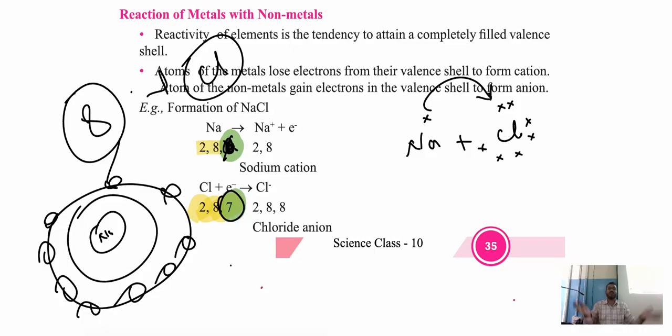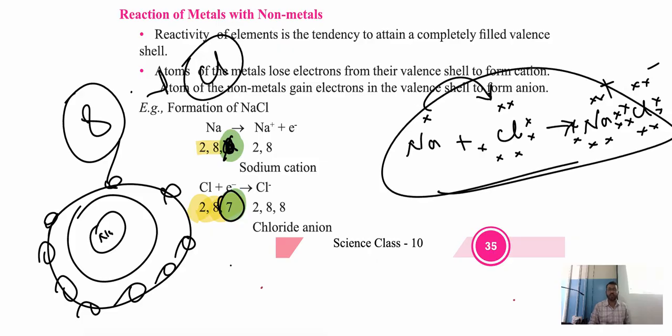So sodium chloride forms. Understood? When sodium donated one electron to chlorine, sodium now has 8 electrons in its outermost shell, and chlorine also has 8 electrons in its outermost shell. Since sodium donated, he got plus, and chlorine, he got minus. So this is how sodium chloride is formed.